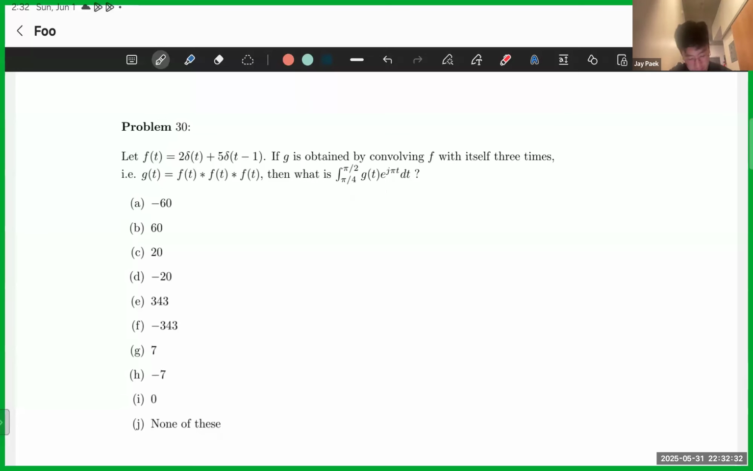Let f of t be a sum of deltas. If g of t is obtained by convolving f of t with itself 3 times, then what is the following function? Okay. Obviously, it's very clear that I could brute force this question. I will try to think of a clever way. I'm just taking a pause because I don't think of a clever way to do this.